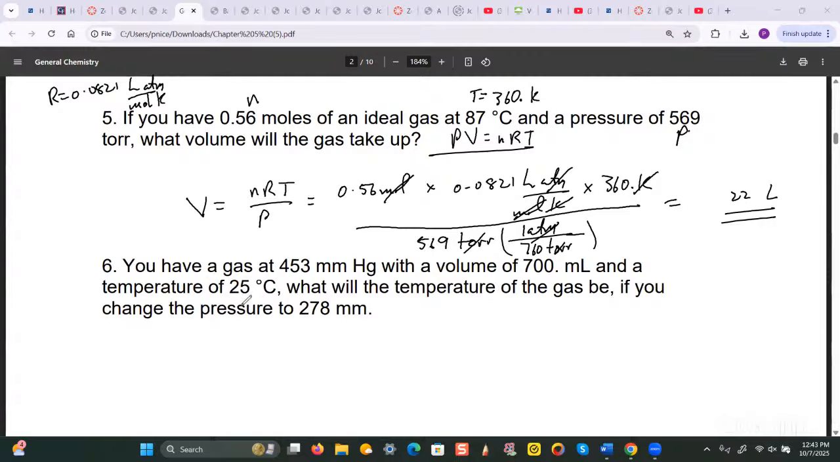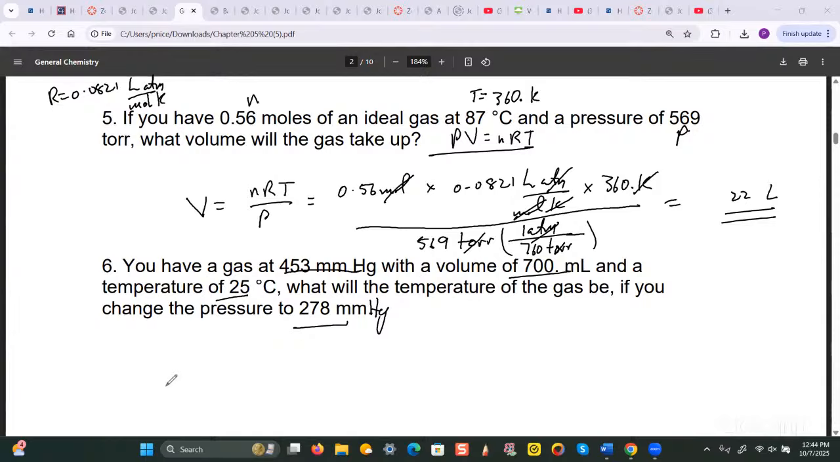Number 6 says you have a gas at 453 millimeters mercury with a volume of 700 mL and a temperature of 25 degrees Celsius. What will the temperature of the gas be if you change the pressure to 278 millimeters mercury? It should be mercury here.